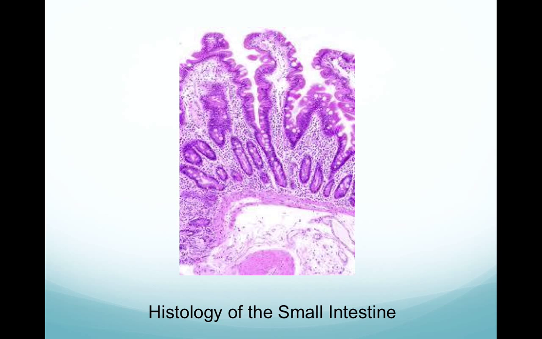Here's a histological slide of the small intestines. You can see the normal architecture of the organ, so it's very easy to see what isn't normal. Histology from a biopsy sample is the most accurate way to diagnose cancer.